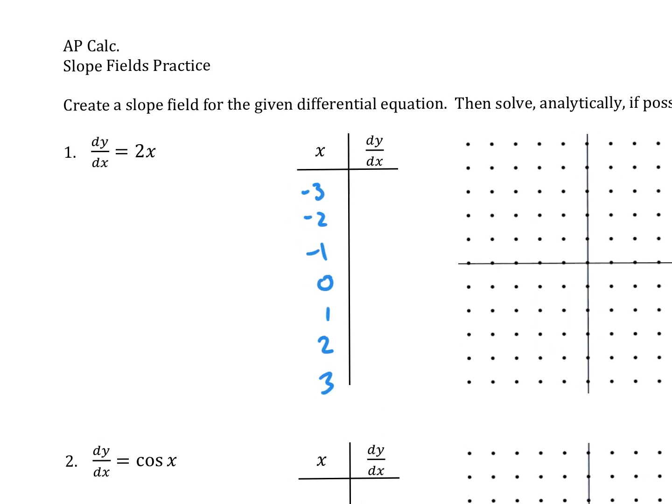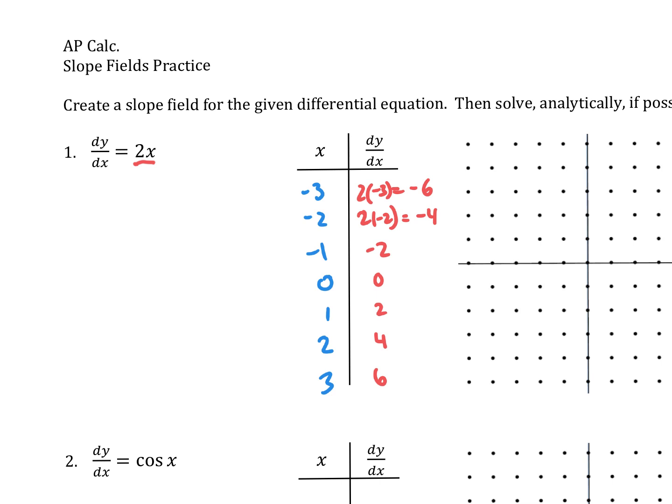So supposing I plug in a -3 there, then I would get dy/dx equals 2 times -3, which is -6. 2 times -2, which is -4, and you get the idea. We're going to get a -2 here, 0, a +2, a +4, and a +6, and that was me plugging my input into this equation and getting an output.